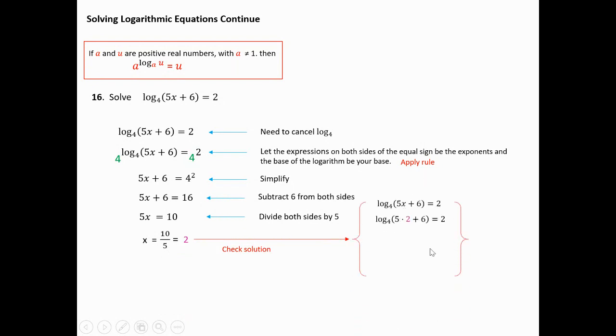I'm going to plug in 2 for the x. So 5 times 2 is 10. 10 plus 6 is 16. Log base 4 of 16 equals 2. This is correct because this is how you read it: 4 to what power will give me 16? And the answer is 2. That's how you read logs. You ask yourself, 4 to what power will give me 16? And the answer is 2. Okay, so I know that's a correct answer.